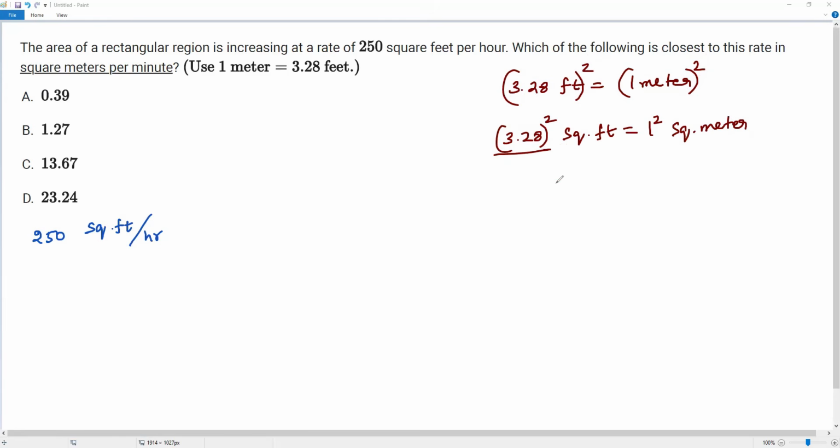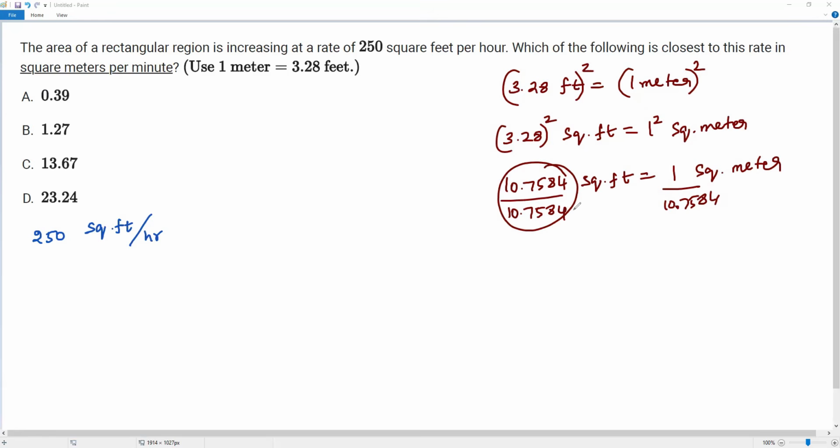And the value of 3.28 square is 10.7584. That is 10.7584 square feet. And the value of 1 square is 1. Then we have 1 square meter on the right side. Now let's divide both sides of the equation by 10.7584. Okay, the value of this fraction is 1. That is, we have 1 square foot on the left side. On the right side, we have 1 over 10.7584 square meters. And also, we know that 1 hour equals 60 minutes.